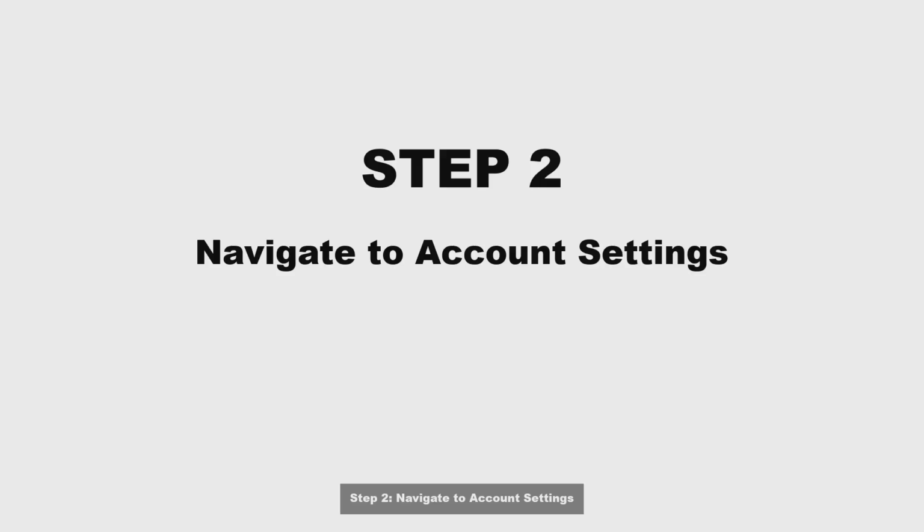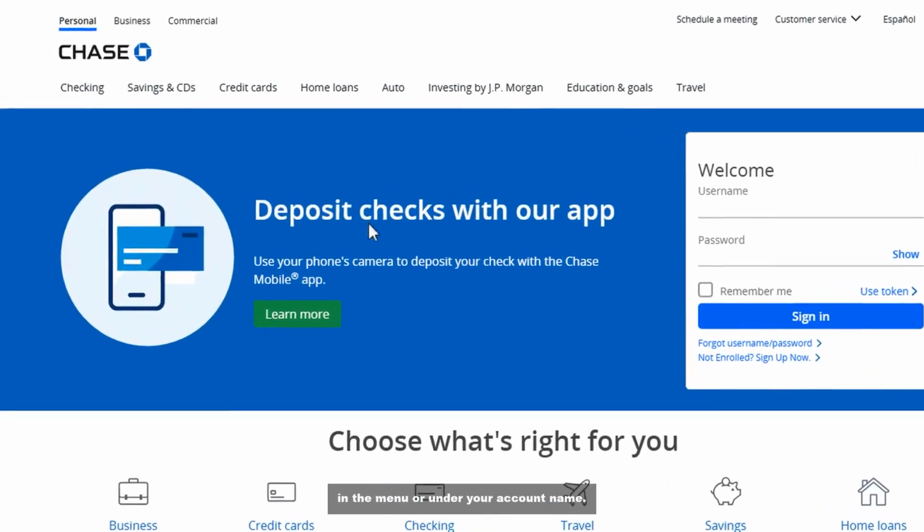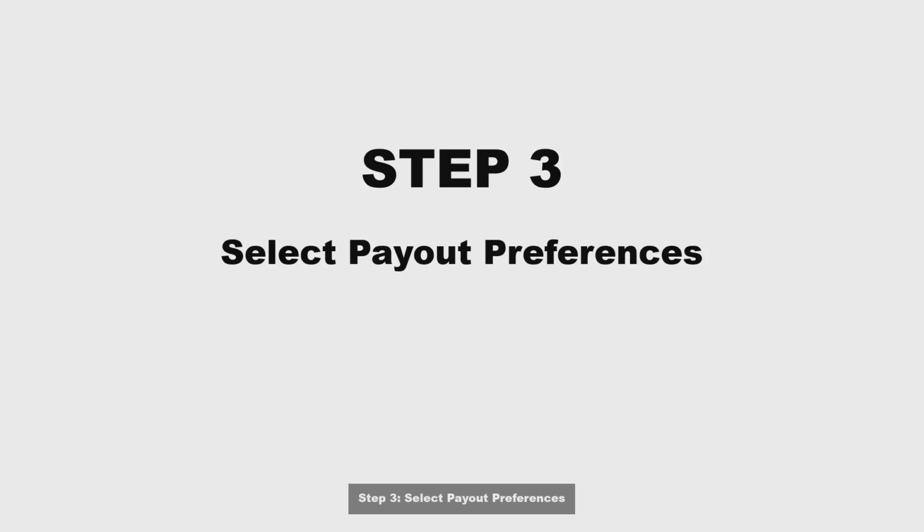Step 2. Navigate to Account Settings. Once logged in, locate the Account Settings or Profile section. This is usually found in the menu or under your account name. Step 3. Select Payout Preferences.